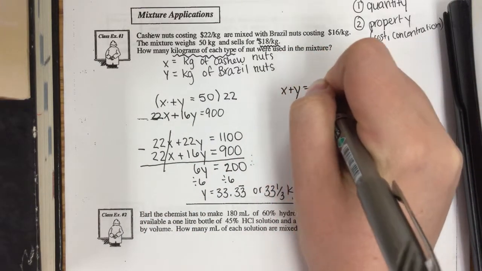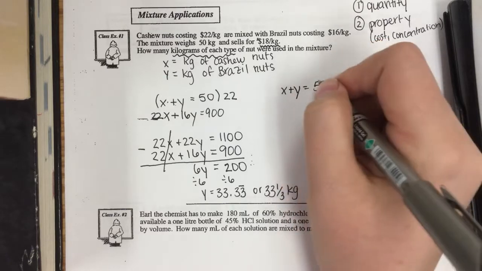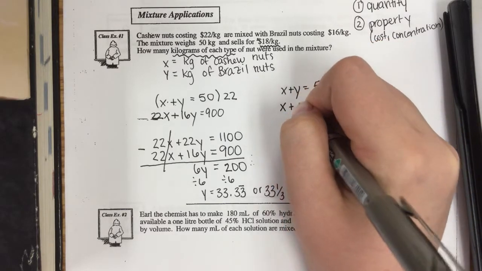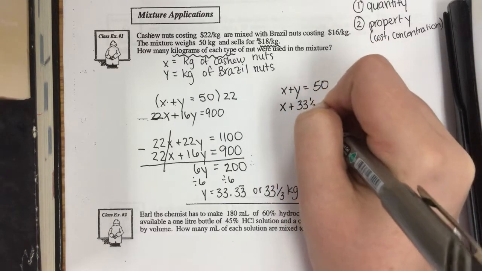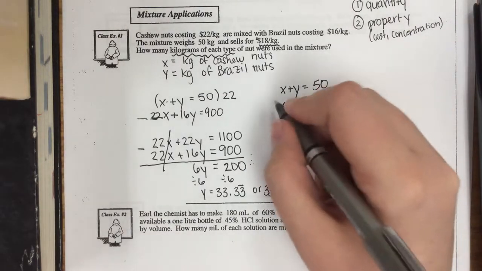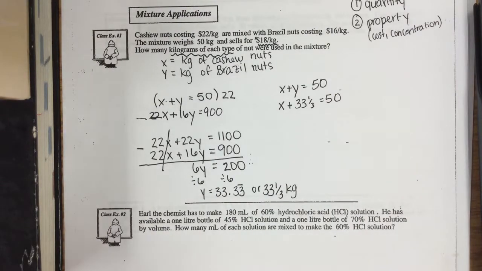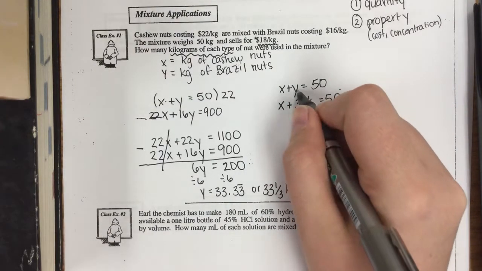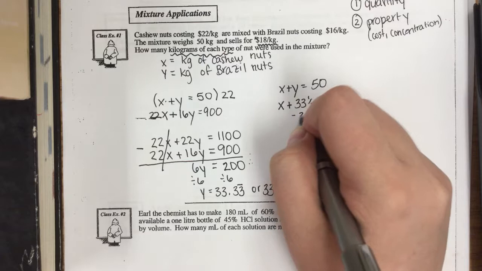X plus y equals 50. That's my kilograms. Kilograms plus kilograms is supposed to total 50 kilograms. I need to find out how many kilograms I'm missing from 50. If I have 33 1/3 for y, so I'm going to take away.